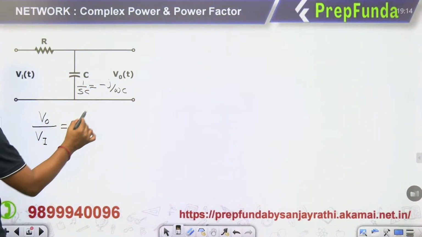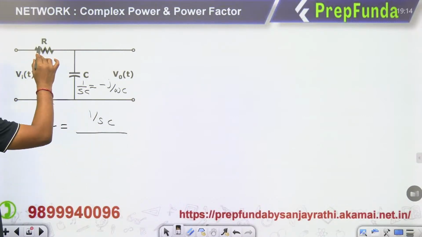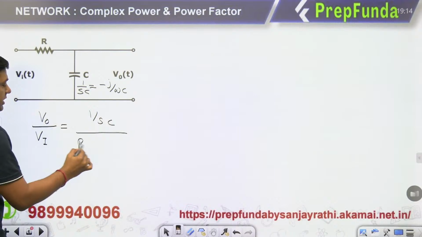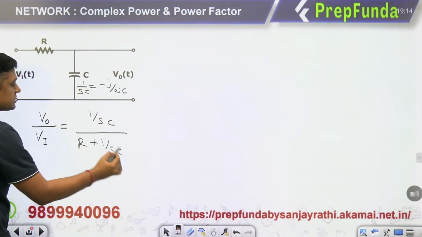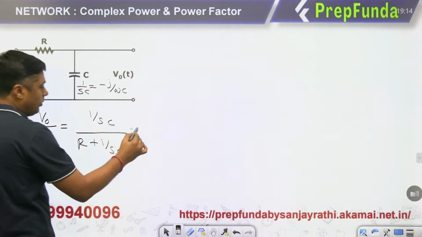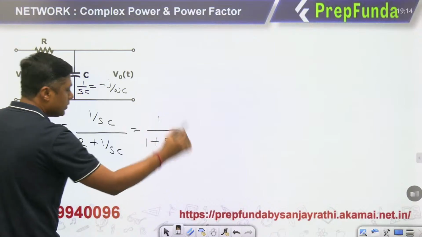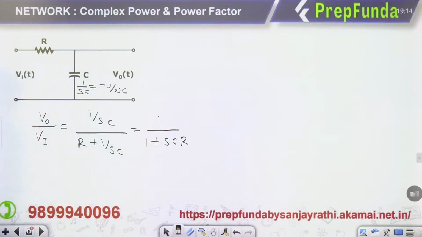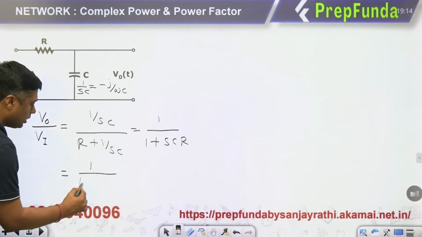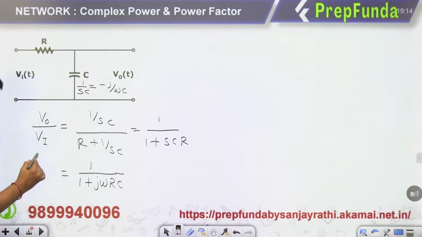What is the impedance across the capacitor? Just writing in terms of SC, 1 by SC upon R plus 1 by SC. This is called the voltage division rule, Z2 upon Z1 plus Z2. Then it will become 1 upon 1 plus SCR. That is V0 upon Vi. What is S? j omega. So you can write 1 upon 1 plus j omega RC.